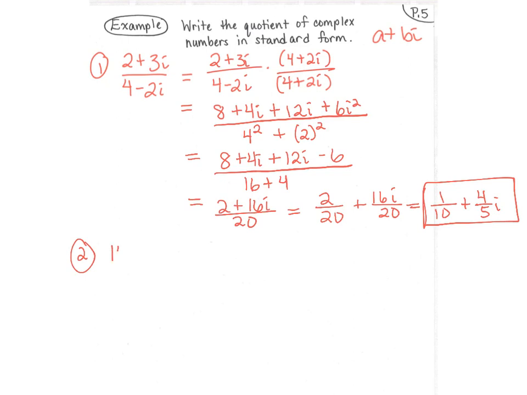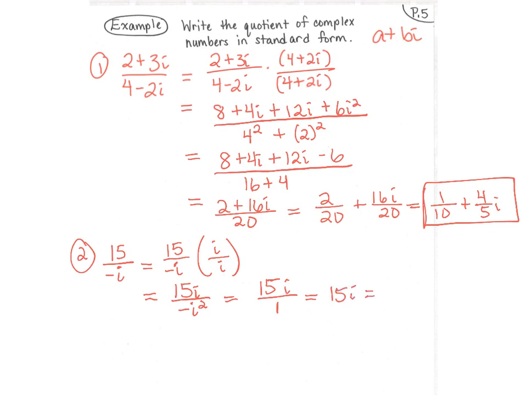Now, 2, if we consider 15 over negative i with the same goals, let's write this as 15 divided by negative i times i over i. That's the complex conjugate. We get 15i divided by negative i squared, or that's 15i divided by 1. That's equal to 15i, but we want it in standard form, right? So that's equal to 0 plus 15i. Okay, that concludes complex numbers.